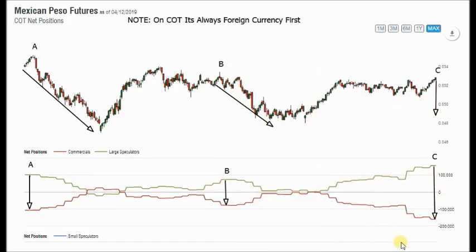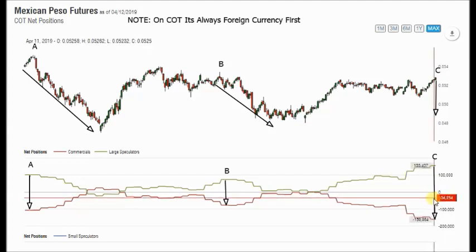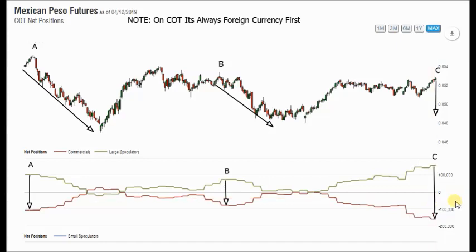Okay, now C is really interesting because C is the biggest divergence in 3 years. Okay, and you can see the speculators buying, the commercials selling against them. It's a bit like a rubber band really in terms of when the divergences really widen out, when they snap back really hard. And I'm expecting a big move down in the peso, big move up in the USD.